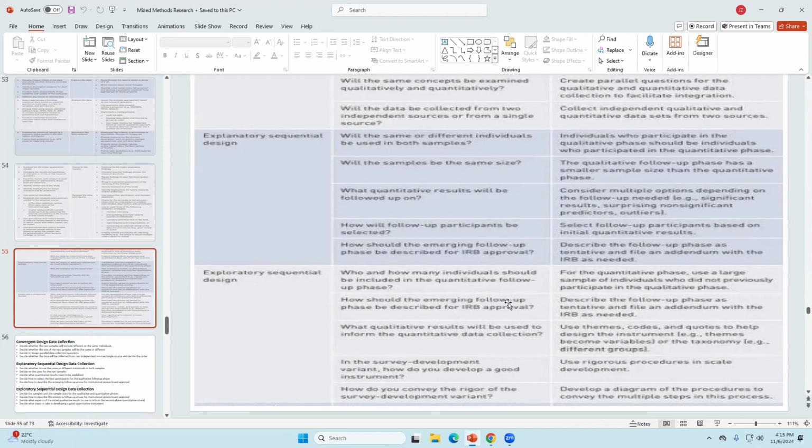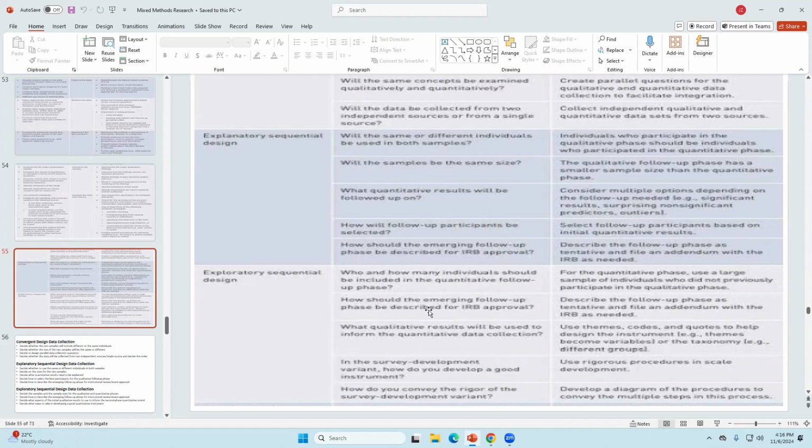And how should the follow-up phase be handled for the IRB in this case? How will you do IRB in this exploratory design? Describe the follow-up phase as tentative and find an error. In this case, also do the same. It's tentative, this process is tentative. However, after you have the first phase result, submit an addendum for the second phase, because you don't know what you are taking for the second step. The reason is that you don't know what type of question you are taking for the second stage until you get the first result. That's why that will be the addendum. If it is convergent, you can do it together. If it is follow-up, then you don't know what result will come from the first phase.